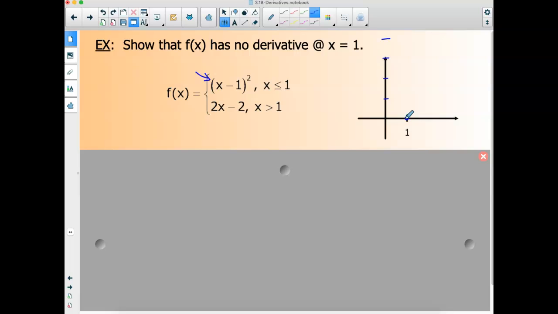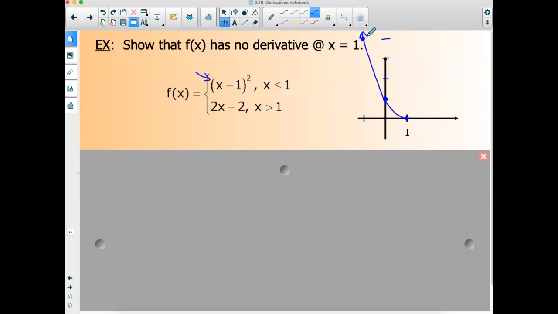From there, if I plugged a 0 into that, because this is for x less than 1, put a 0 in there, I get a 1 out. Okay? And if I put a negative 1 in there, well, I get negative 2 squared. Well, that's up here at 4. So this whole side of my parabola goes like that.